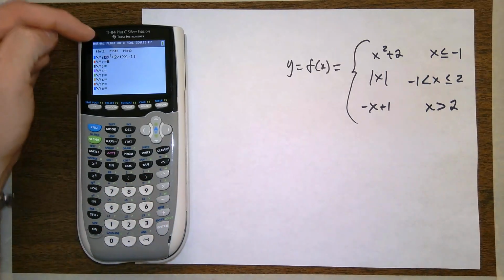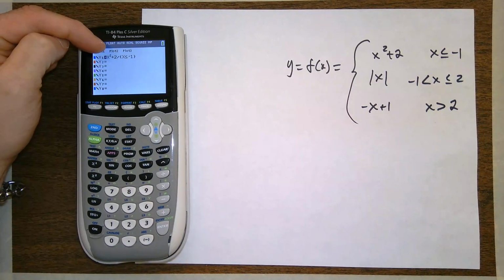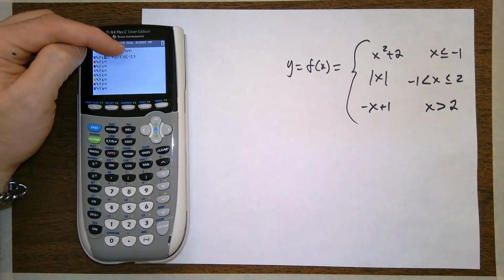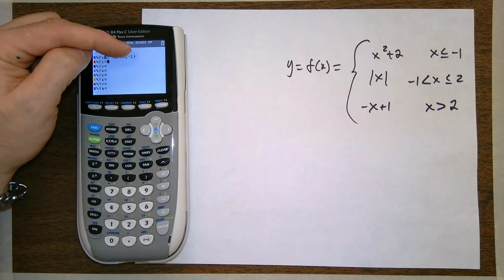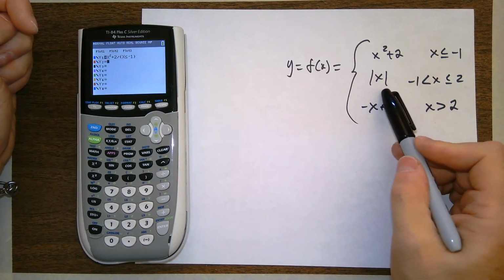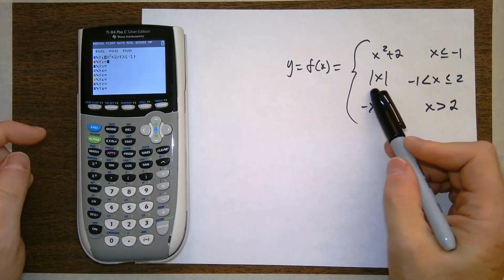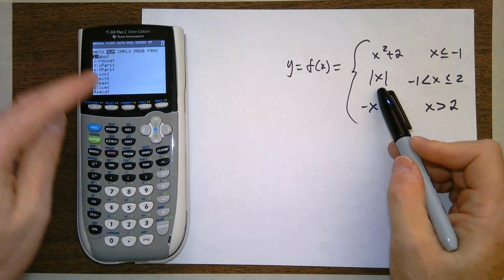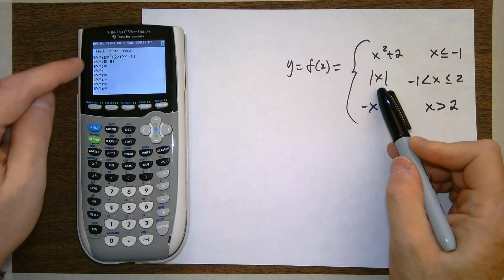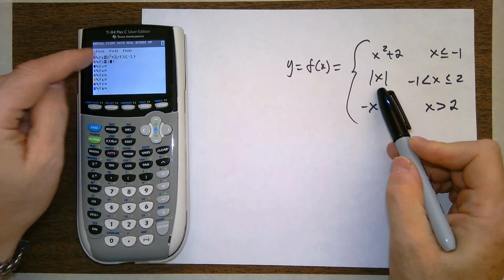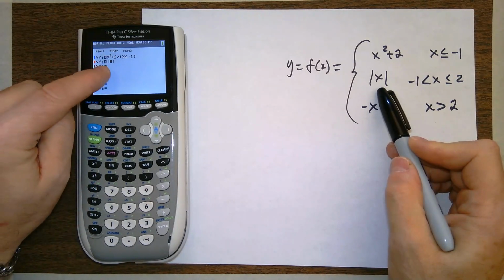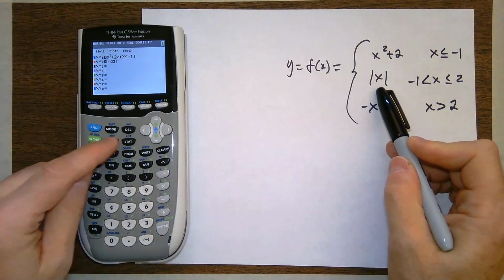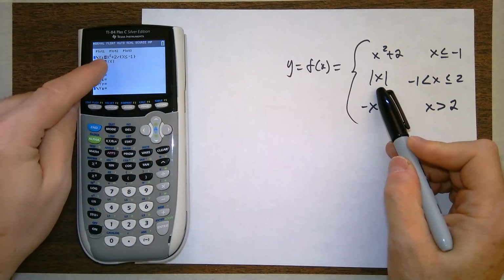So this is telling the calculator to graph the parabola, x squared plus 2, but only for x's less than or equal to -1. Now I'm going to put the next piece of the function in, absolute value. Where's absolute value? Math, and then if I go over to num, there's absolute value. Some of the older calculators put ABS and then open and close parentheses. This one actually has the absolute value bars. I'm going to put x in here.